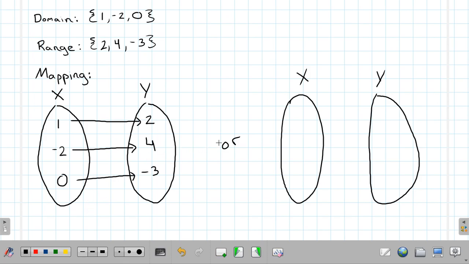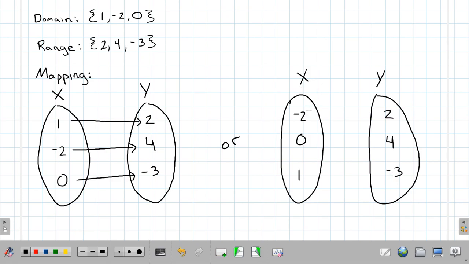Once again, you see I wrote this OR here because what if we ordered these a little differently? What if we had -2, 0, and 1, but we kept these the same over here: 2, 4, and -3? Well, in this case, it still works the same way.